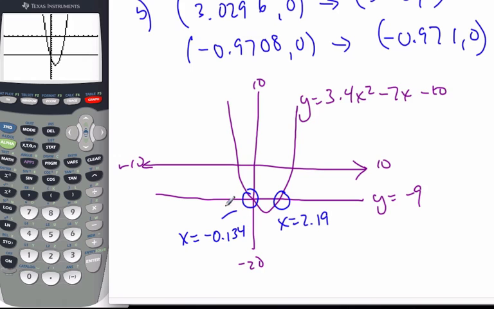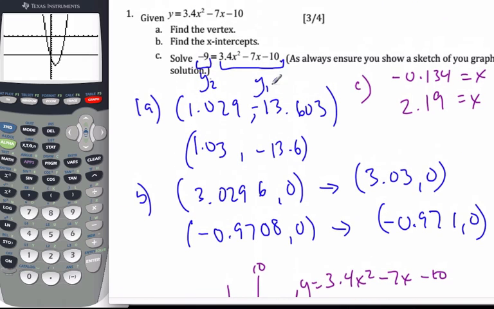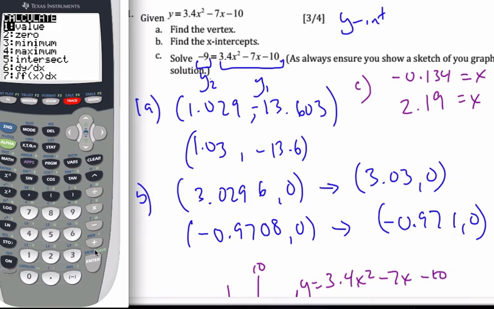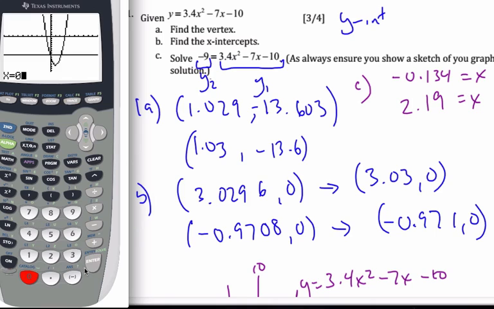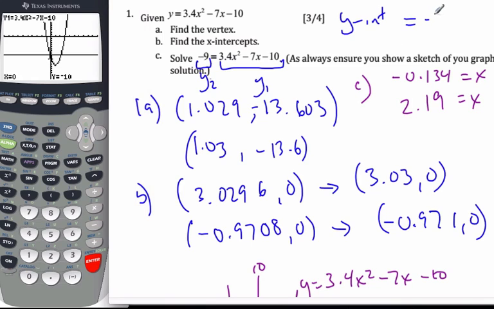So our calculator is a big tool, and we can use it to find various values: vertex, x-intercept, y-intercept, or solving equations. On an off chance, if I want to find the y-intercept, I go second trace, find the value when x equals 0. When x equals 0, I get negative 10. So 0, negative 10.